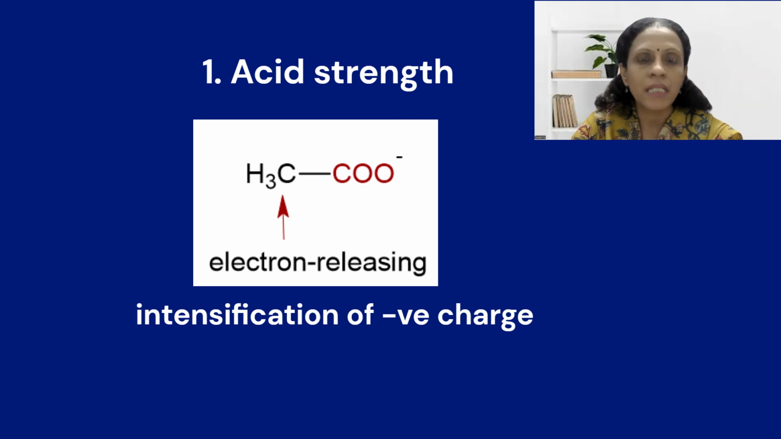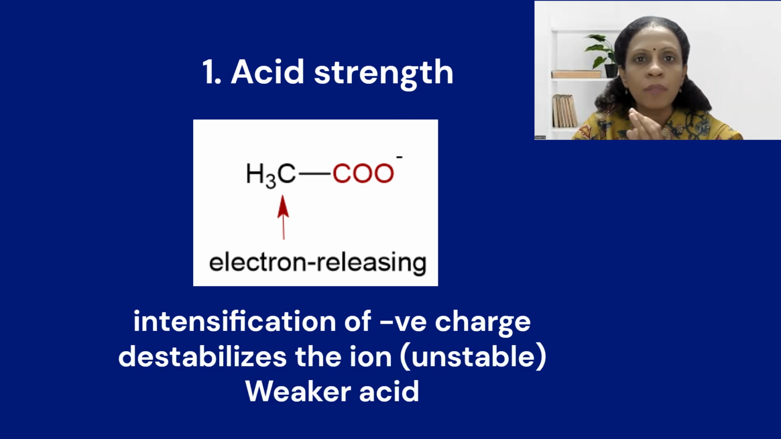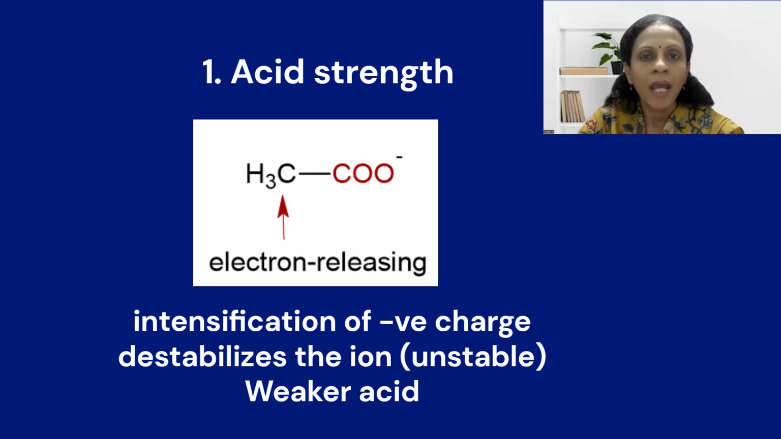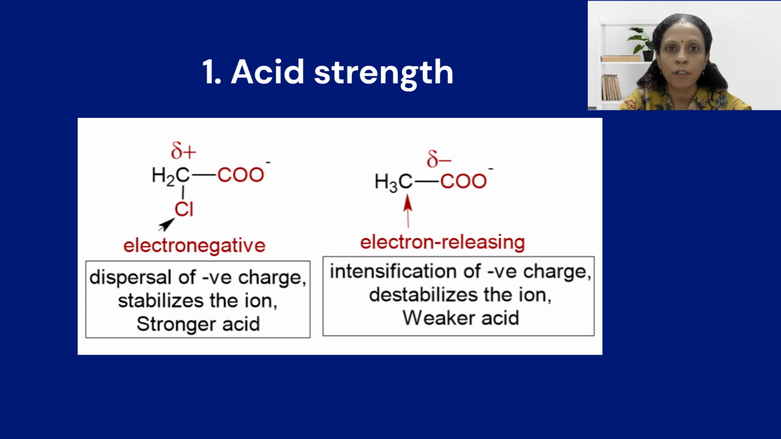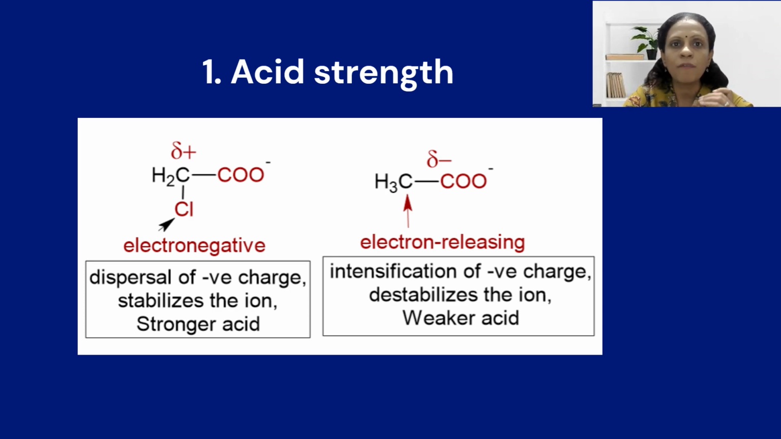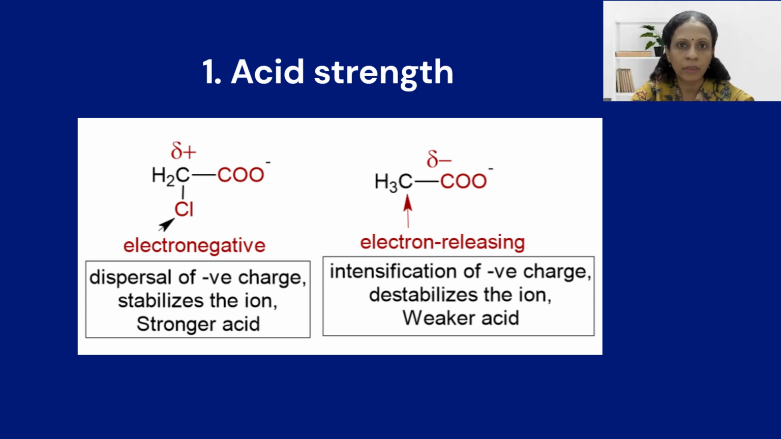Whenever there is intensification of negative charge, the resulting ion acts more or less like an anion. And you know that anions are highly unstable in nature. So immediately they will try to undergo some reaction to attain stability. That means the resulting carboxylate ion in the case of acetic acid, due to the presence of the electron donating methyl group, is highly unstable. Out of the two carboxylate ions formed, the carboxylate ion formed from chloroacetic acid is more stable than the acetic acid carboxylate ion.